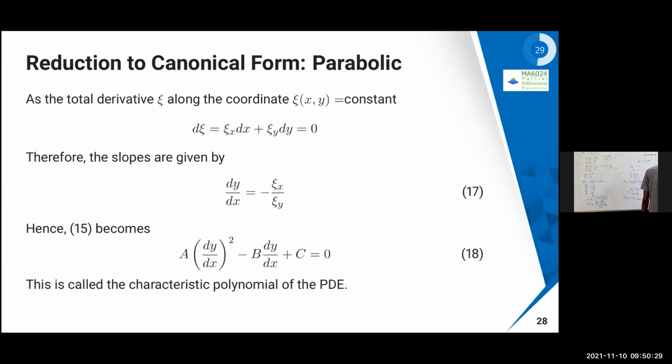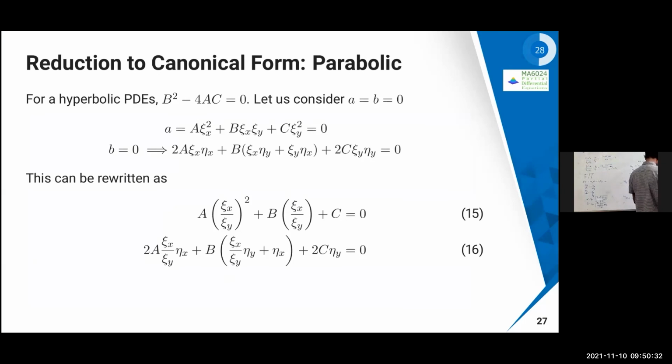So one last thing, for the parabolic case, you are going to have a equal to b equal to 0. In this case, once again, you are going to write a equal to a chi x square plus b chi x chi y plus c chi y square is going to come. Similarly, b equal to 0 is going to come.